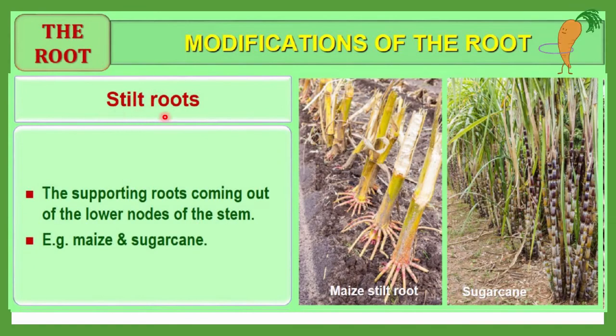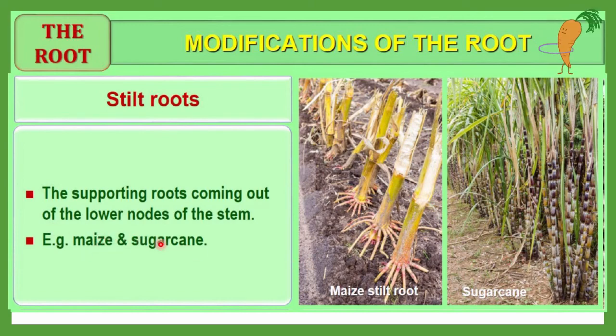Next are the stilt roots, which are also for support. The supporting roots come out of the lower nodes of the stem. Here you can see they come out of the nodes of the stem. They are also not formed from the radicle, so this is also an adventitious root. Such a root is called a stilt root. You can observe this type of stilt root in maize and sugarcane. So you must remember these examples.